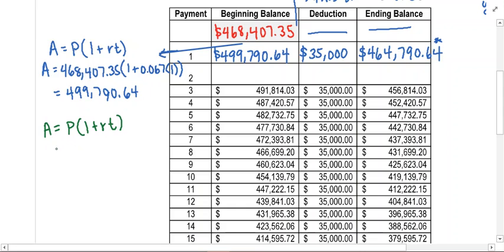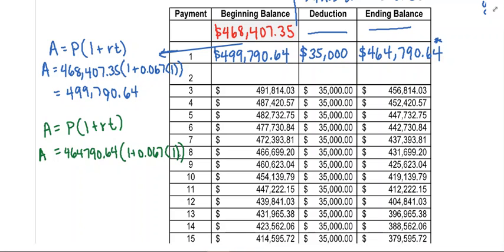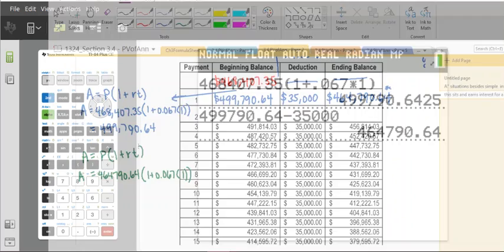So if we do this, this time our beginning balance was $464,790.64. That's how much money was sitting there earning interest. Times 1 plus the same interest rate, 0.067, times the time the money sat there, another 1 year period. So time would be 1 in this case. I'm going to go to my calculator and calculate this.